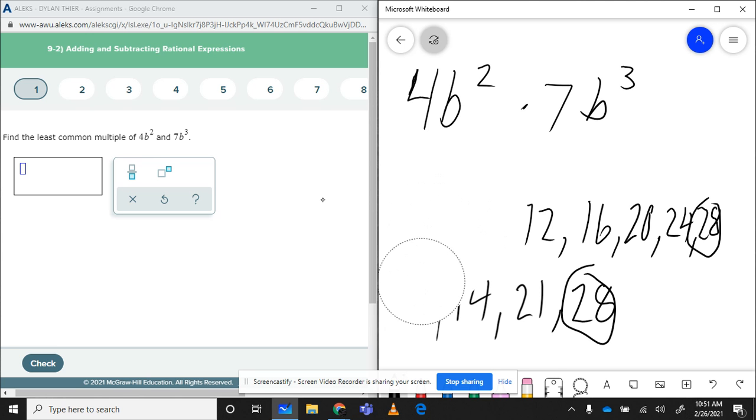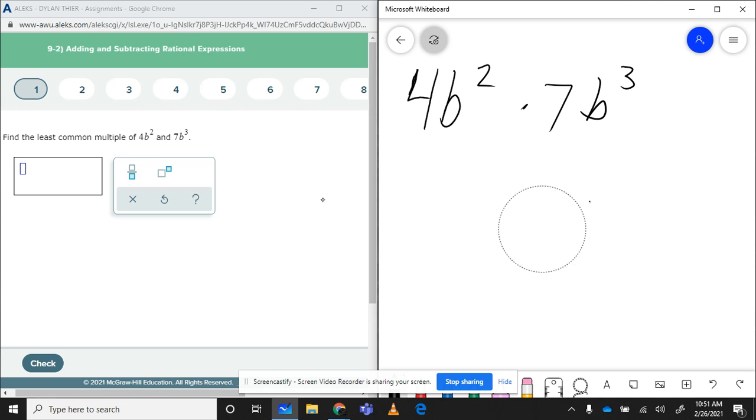So if it's 4b squared and 7b cubed, we're not multiplying these, we're just finding a common multiple. If we want a common multiple of those, well, multiples of 4b squared are going to be 4b squared, 8b... what am I thinking here? Is that right? 8b squared. Well, this is okay. If I'm just doing this number times 2, times 3, times 4.